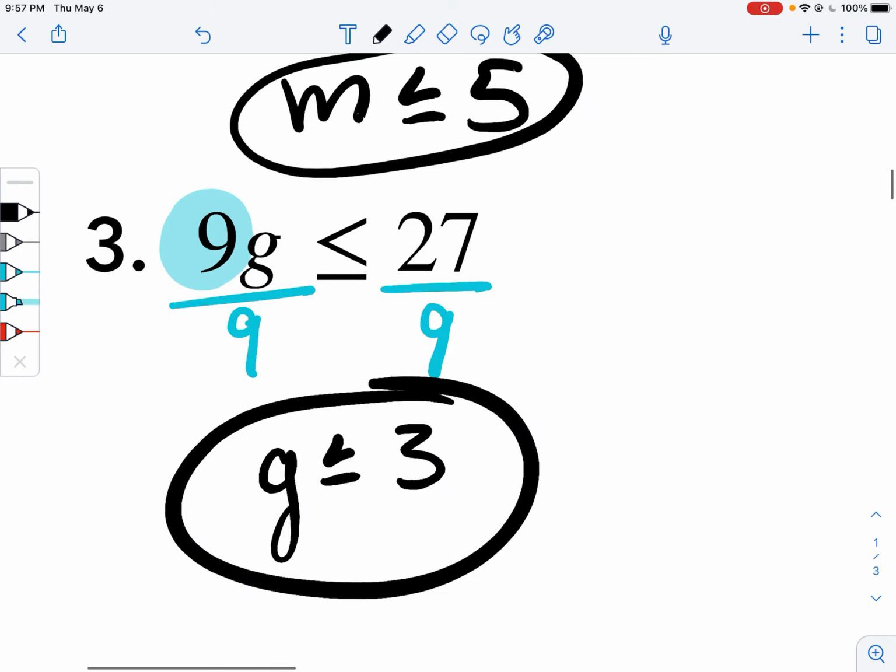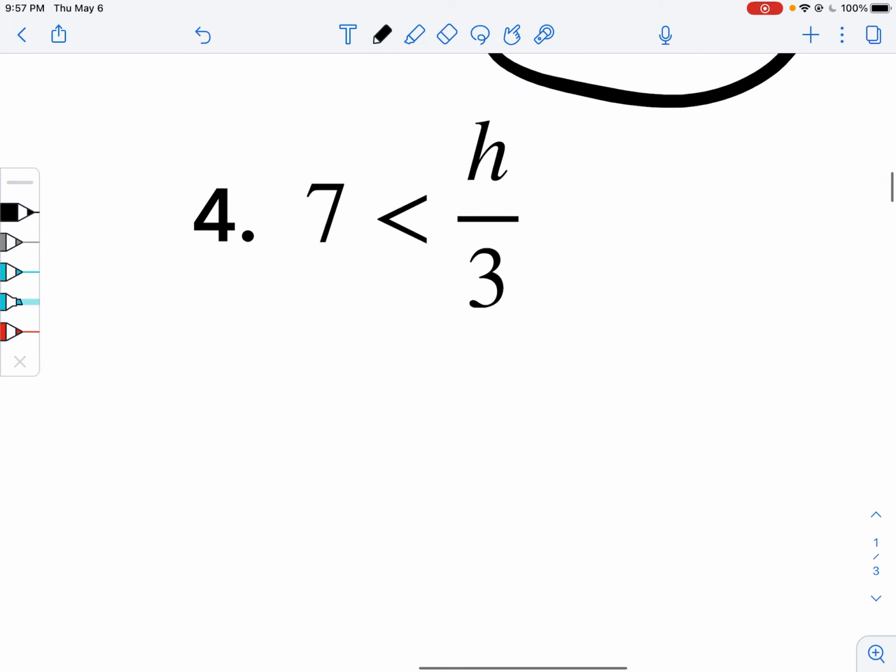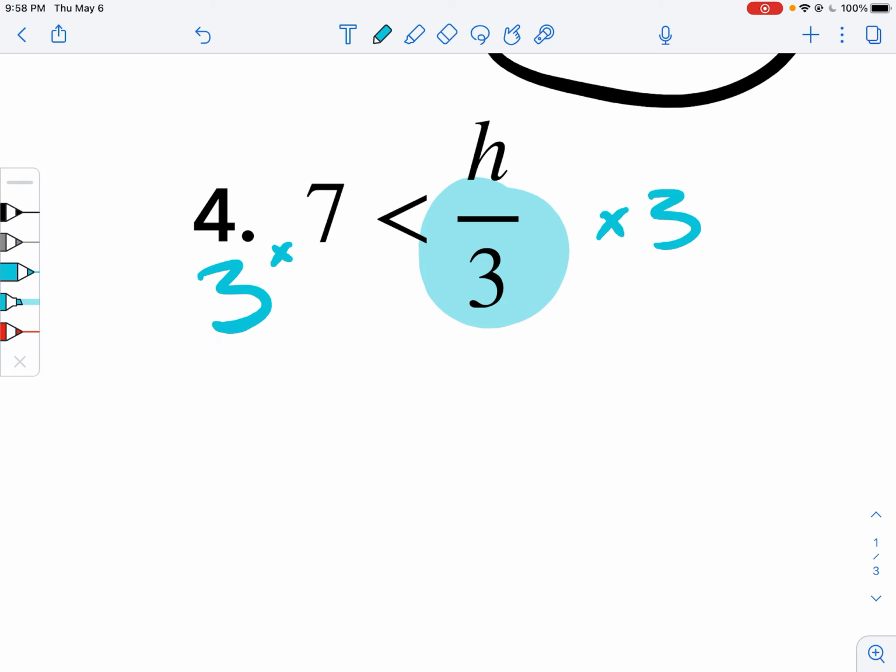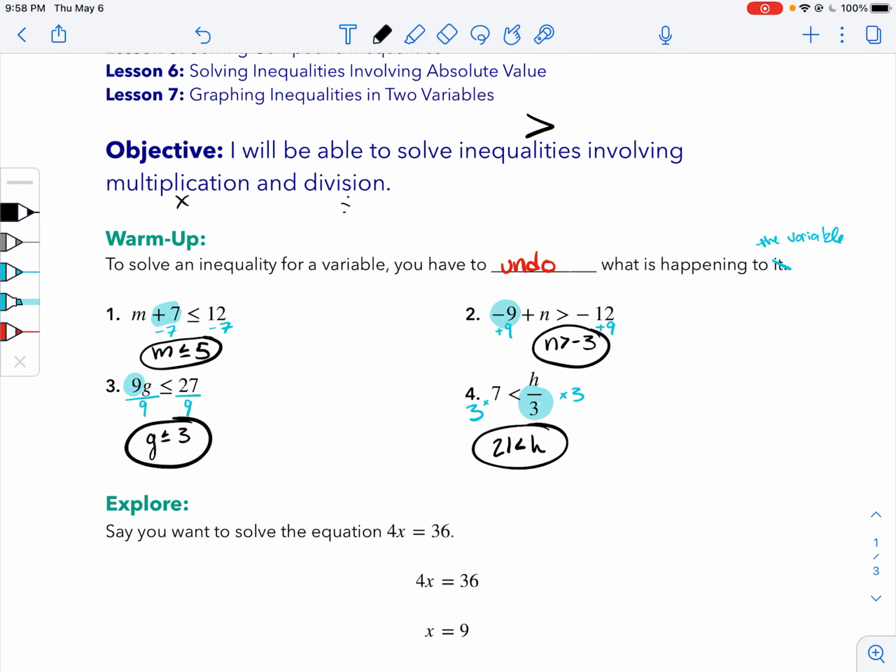Cool, huh? And finally, we need to get our variable all by itself. What's happening to our h? Well, there's a divide by 3 on our h. What will undo a divide by 3? A multiply by 3. So we're going to multiply by 3 on both sides, which gives us 21 is less than h. That's it. That's your whole lesson.